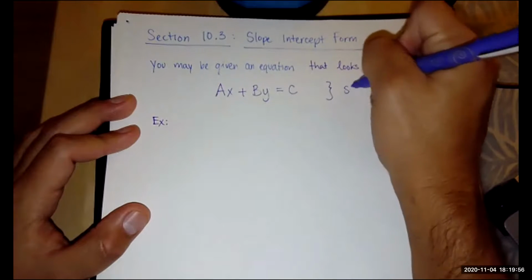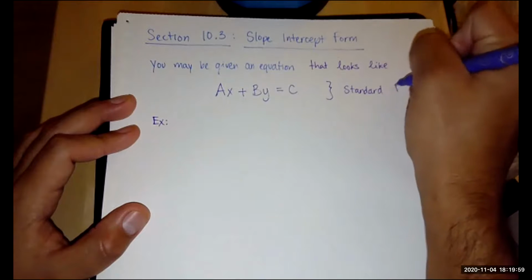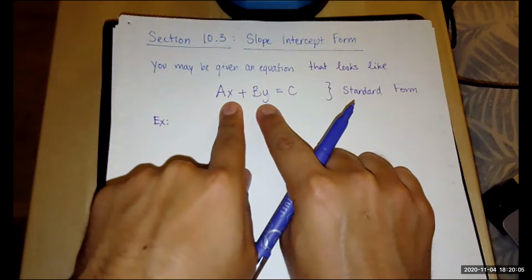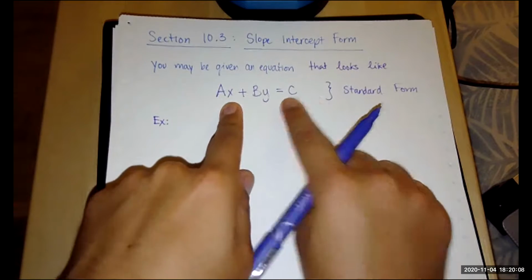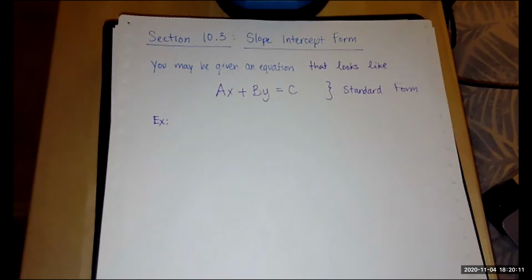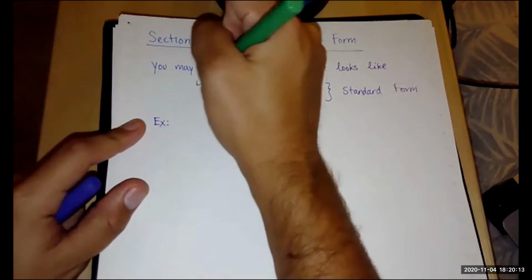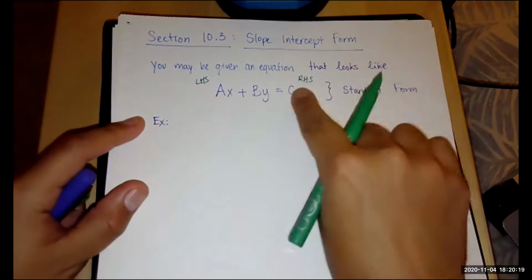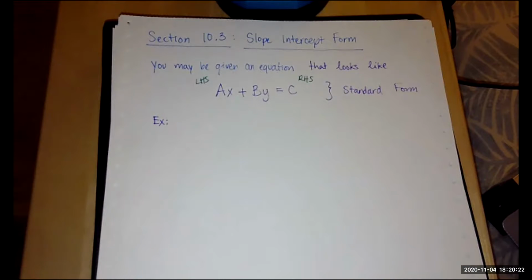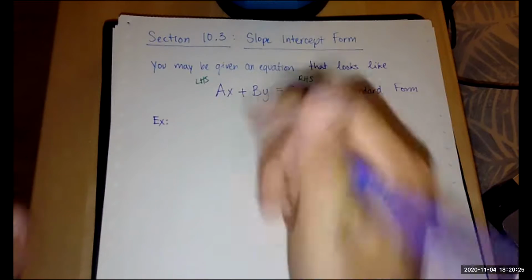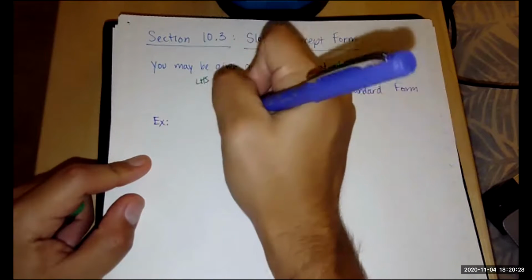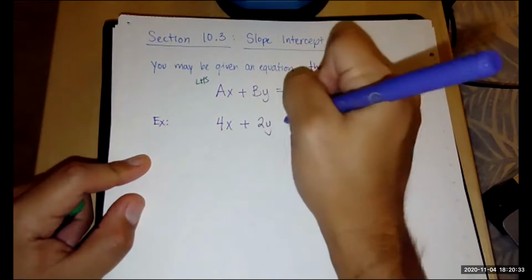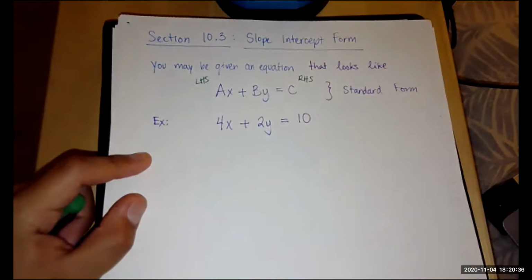This is actually called standard form, the standard form of the equation. The way that you can identify the standard form is that the x and the y are on the same side of the equal sign. So in this particular case, the x and the y are on the left-hand side of the equation, where you just have a number on the right-hand side, or a constant. That's why we put C. A concrete example might be 4x plus 2y is equal to 10.